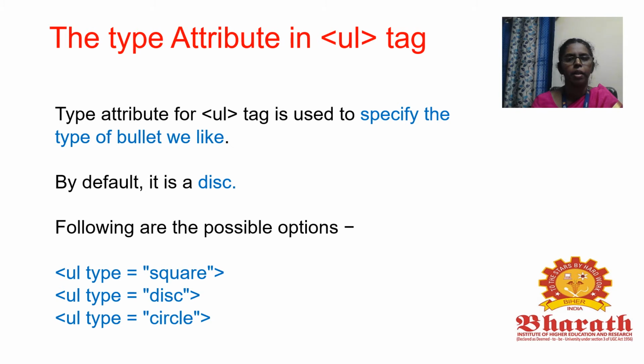Next, the type attribute in UL tag. The type attribute in UL tag is used to specify the type of bullet we need. By default, the value of the type attribute is disk. It's nothing but a shaded circle. We are having some other options such as square, disk, as well as the circle. So the type attribute is an important attribute in UL tag which is used to specify the type of the bullet.